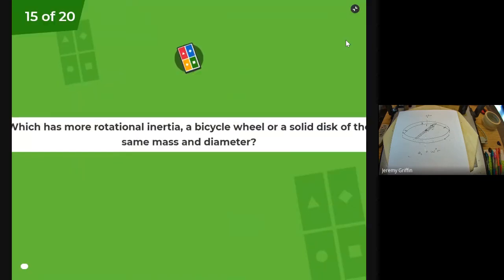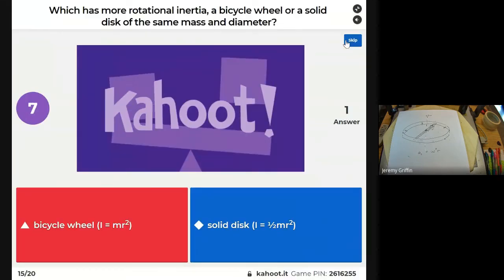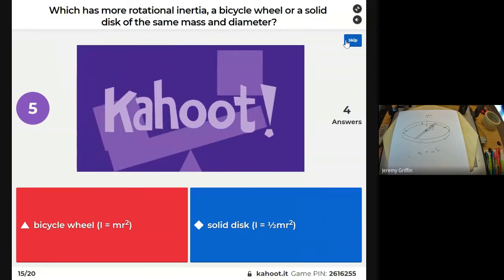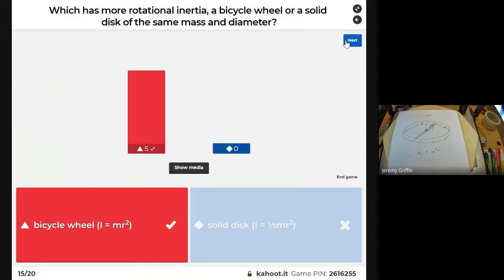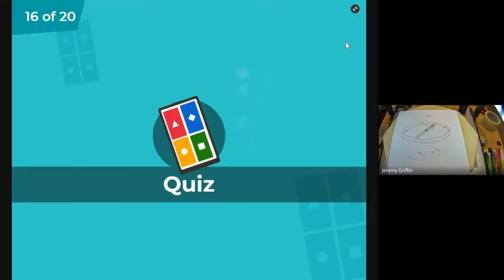Alicia on fire. Which has more rotational inertia, a bicycle wheel like a ring, or a solid disc, same mass, same diameter? Yeah, bicycle wheel, because it's closest to a ring. It gave you guys a huge hint here with the equations in parentheses, but you guys got that. So it's mr squared for a point. A ring is just a series of points, so it's mr squared. Remember, the solid disc has mass distributed closer to the center. All right, you guys are good there. Alicia still on fire, Caterpillar still in the lead.